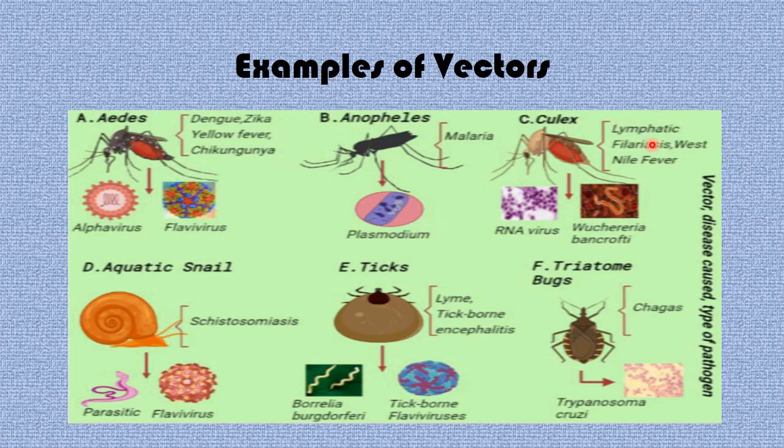Culex mosquito causes lymphatic filariasis and West Nile fever. Now, the pathogens that Culex mosquito transmits are RNA virus and Wuchereria bancrofti, and it goes on and on like that. So these are examples of vectors, the diseases they cause, and the types of pathogens that they transmit.